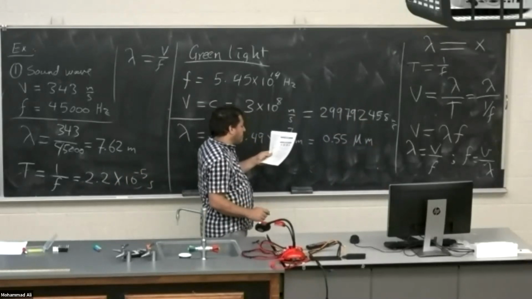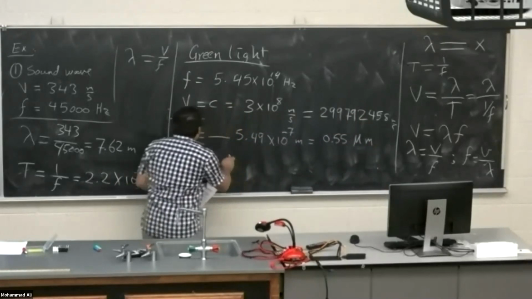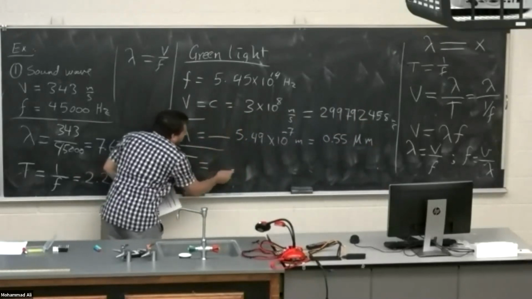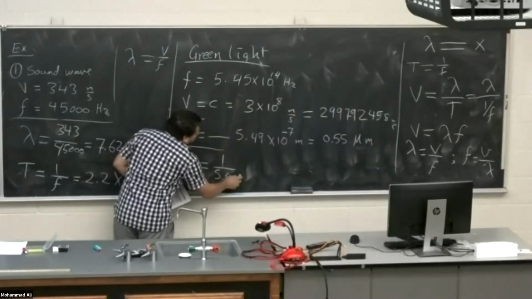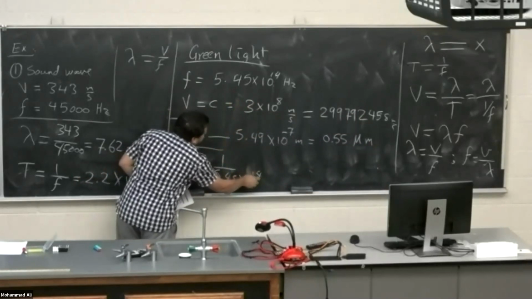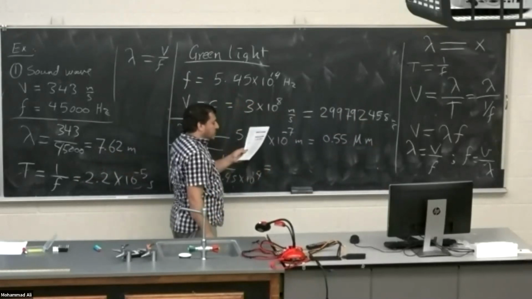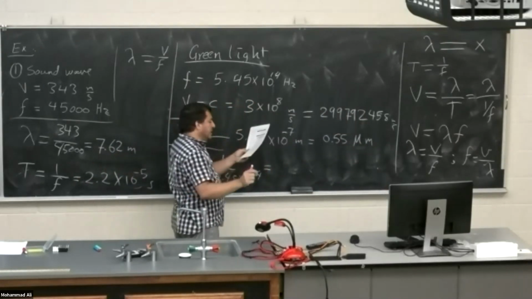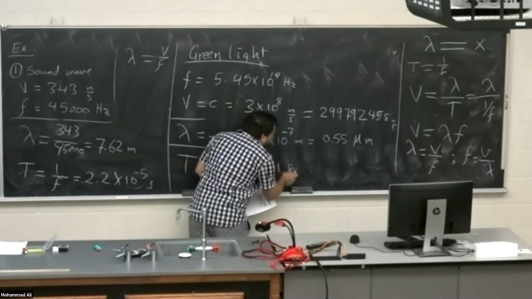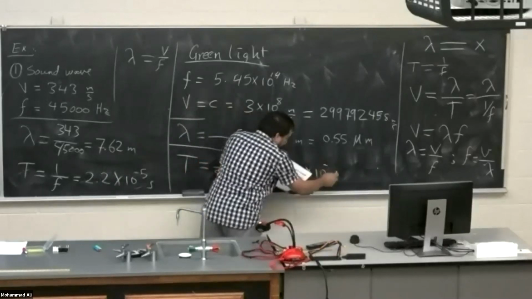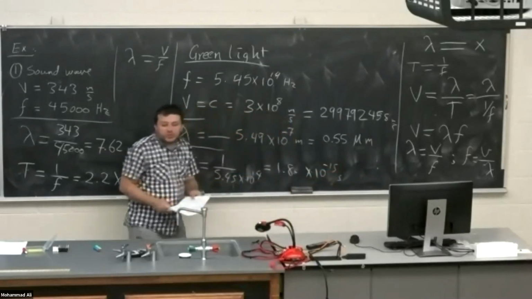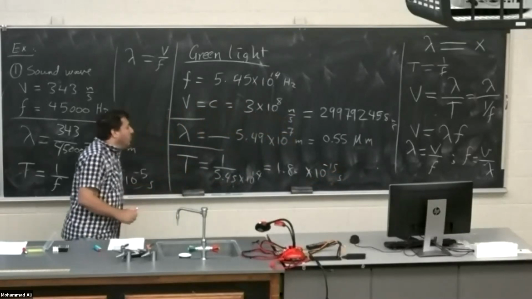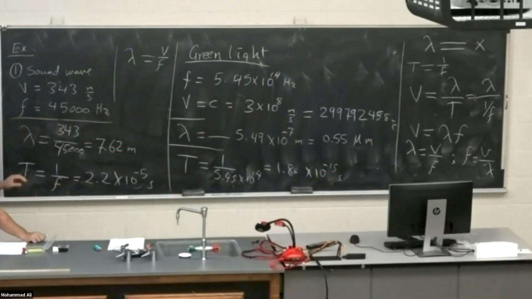Okay. And the time period is 1 over the frequency, which is 5.45 multiplied by 10 to 14. So the time period to pass this length is 1.8 something multiplied by 10 to negative 15 seconds. It's a femtosecond. Femtosecond. Now look, compare between the sound wave and the light wave.